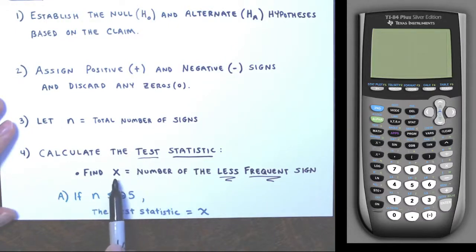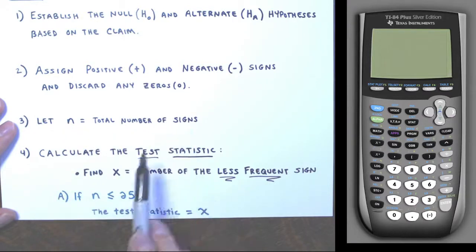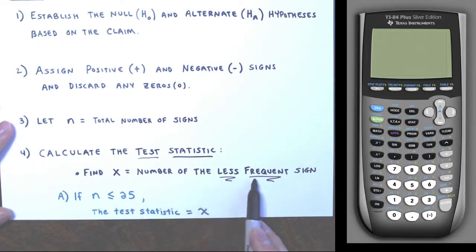So after finding this x, we can state our test statistic, and again, it depends on the size of n, the total number of plus and minus signs. So part A here, if n is small enough, and small enough here will be considered less than or equal to 25. If n is less than or equal to 25, then this x, the number of the less frequent sign, will be our test statistic. Very simple.